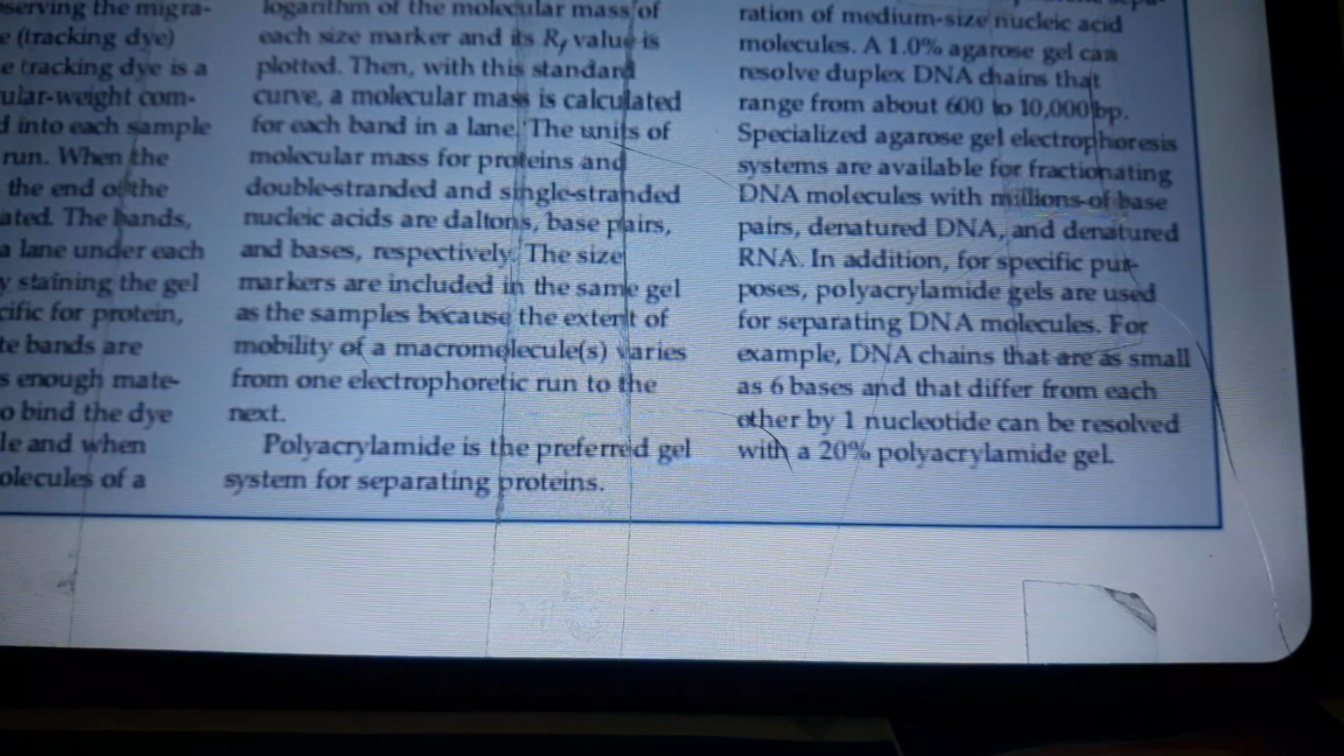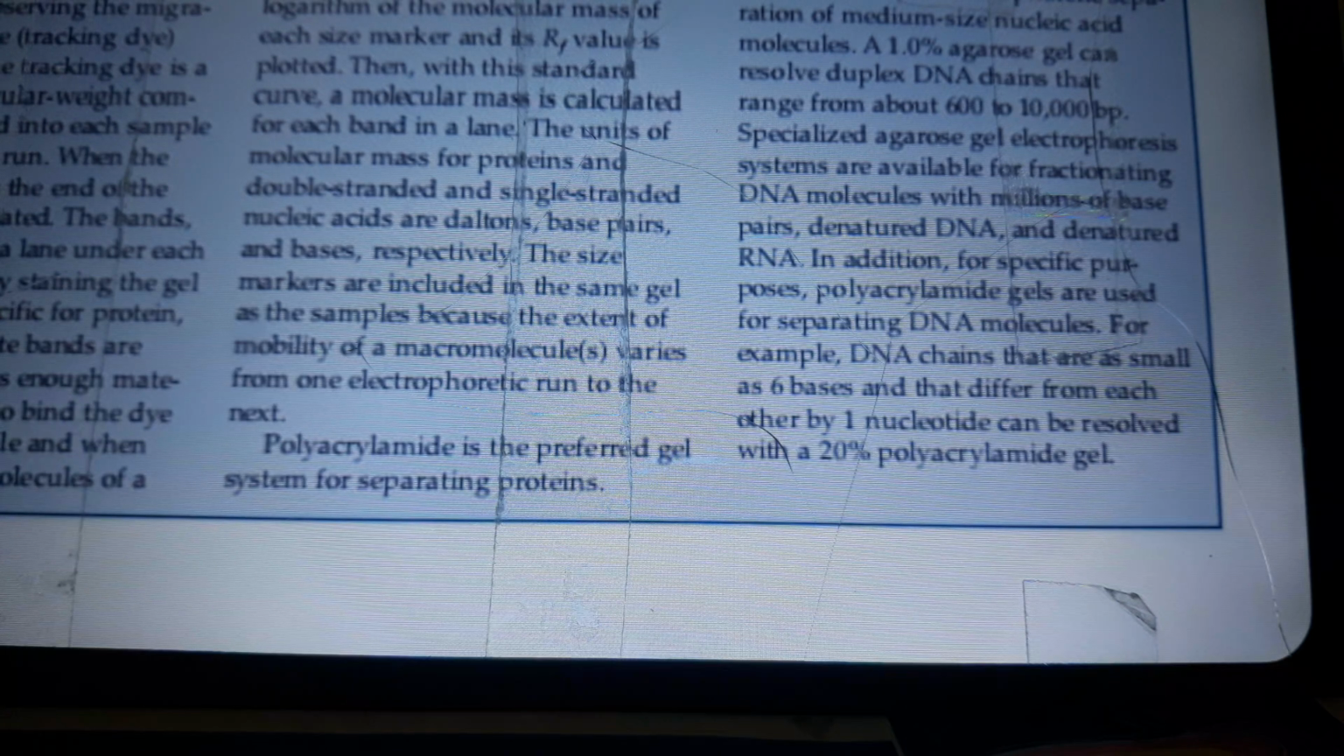The progress of gel electrophoresis is monitored by observing the migration of a visible dye, the tracking dye, through the gel. The tracking dye is a charged low molecular weight compound that is loaded into each sample well at the start of a run. When the tracking dye reaches the end of the gel, the run is terminated. The bands, which are aligned in a lane under each well, are visualized by staining the gel with a dye that is specific for protein, DNA, or RNA.